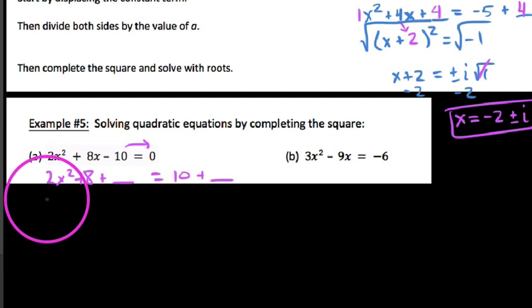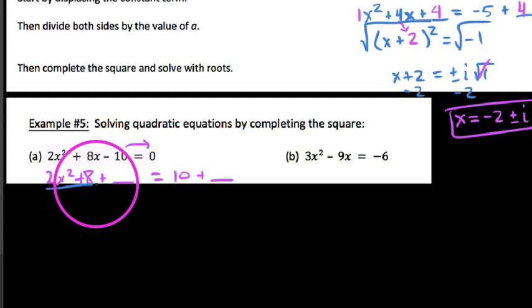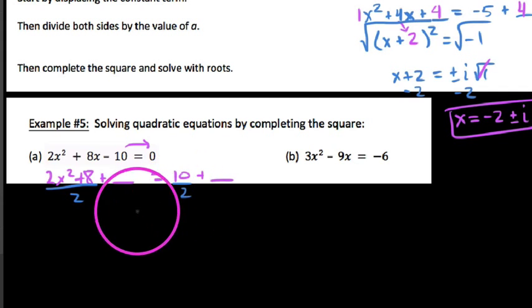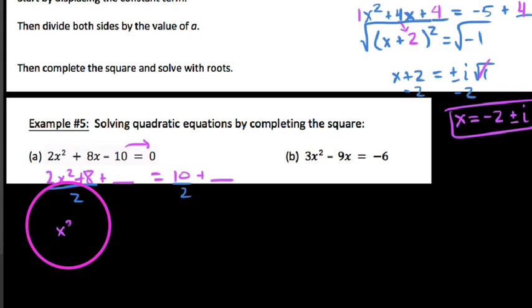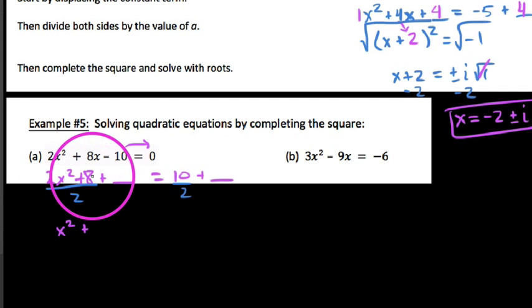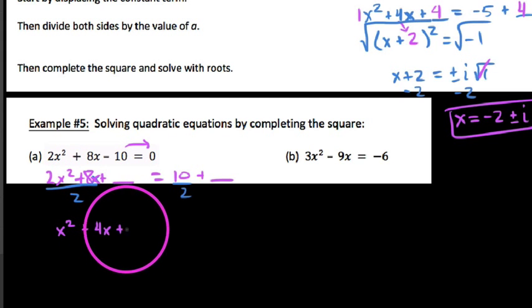Because I'm solving this, I'm going to start by dividing everything by this leading coefficient, this 2, to make it into a 1. So 2 divided by 2 is 1. So we get x squared plus, now 8x divided by 2 is 4x, plus blank.